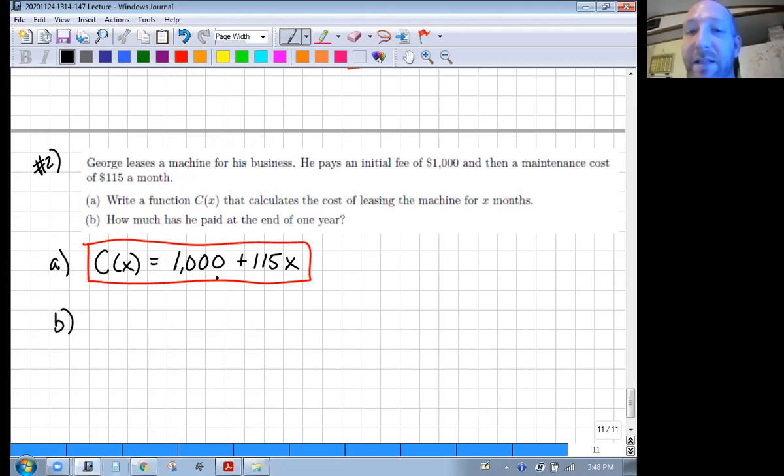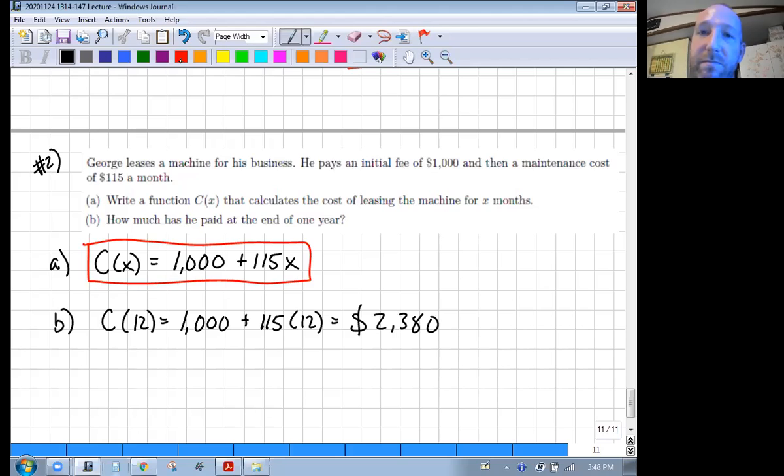How much has he paid at the end of 1 year? 1 year is 12 months. So we just plug a 12 in. We have 115 times 12 plus 1,000 equals $2,380. Any questions?